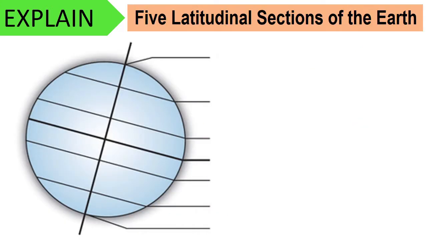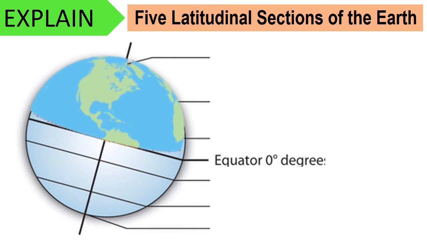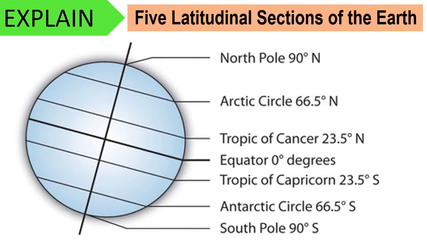Here are the 5 latitudinal sections of the Earth. The equator serves as a reference point and is set as 0 degree latitude. The area above the equator is referred to as the northern hemisphere, while the area below is known as the southern hemisphere. Latitudinal sections in the northern hemisphere are the Tropic of Cancer and the Arctic Circle. Capping the hemisphere is the North Pole. The latitudinal sections in the southern hemisphere are the Tropic of Capricorn and the Antarctic Circle. The South Pole is at the base of the southern hemisphere.